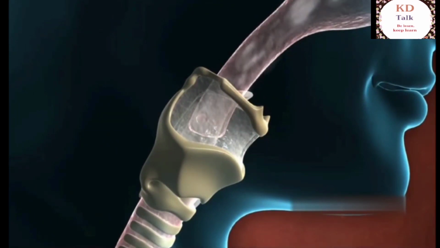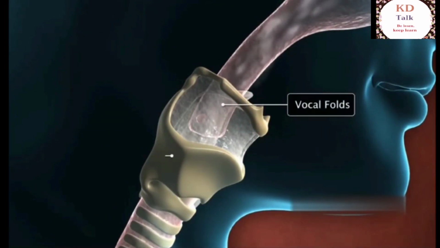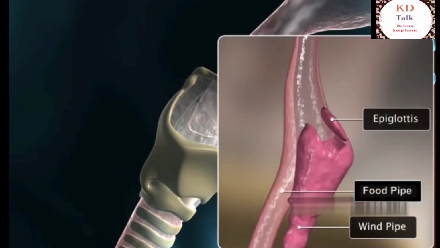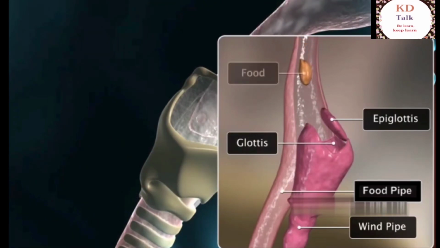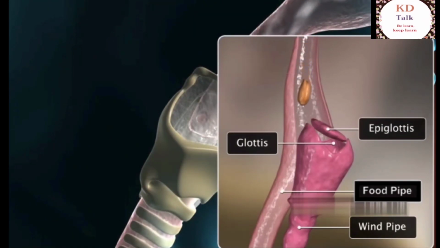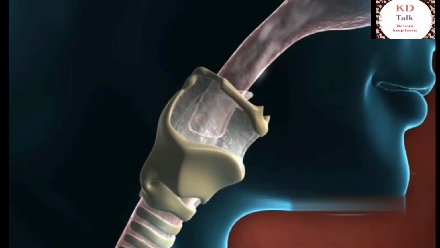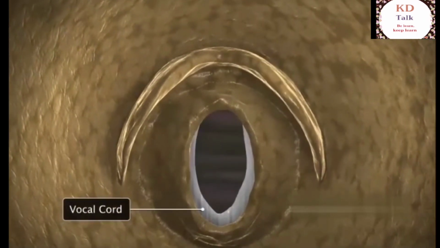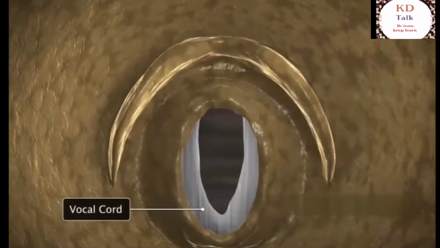The glottis is an opening between the vocal folds and the larynx. The epiglottis is a thin flap which covers the glottis. It prevents food from entering the larynx and instead directs the food into the food pipe. The larynx lies at the top of the trachea. The larynx helps in sound production.